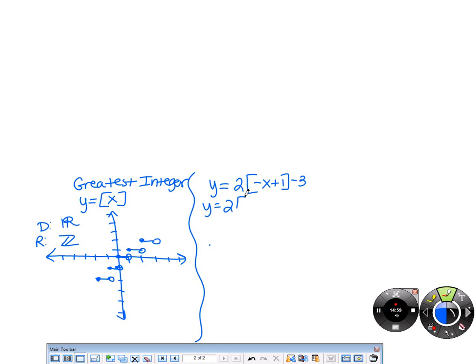Not out of the greatest integer function, but just so that it's separated from the other stuff inside of there. Otherwise, you won't be seeing the right h values, okay? So when we factor a negative out of this, we're going to have x, and what's the second term that we're going to have? Minus 1 instead of plus.